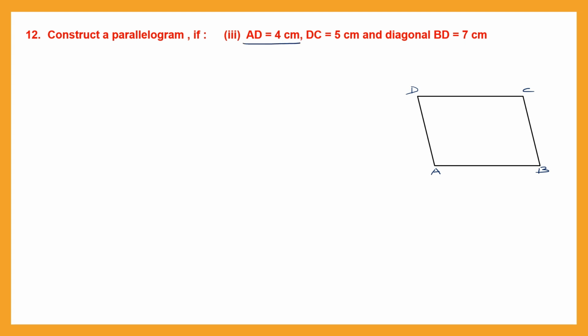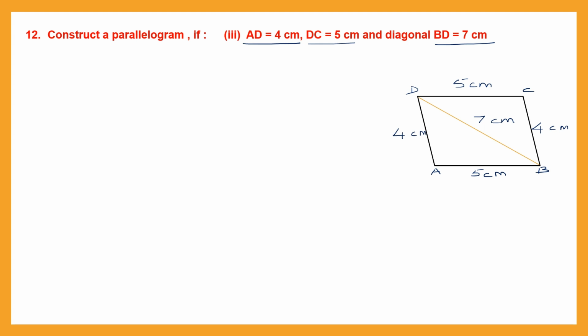AD is 4 centimeters. So AD is here, so this is 4 centimeters. That means the opposite side is also 4 centimeters. DC is 5 centimeters. So we have 5 centimeters DC. That means AB is also 5 centimeters. Then we have the diagonal BD is 7 centimeters. So we draw diagonal BD and this is 7 centimeters. So we have a rough figure.